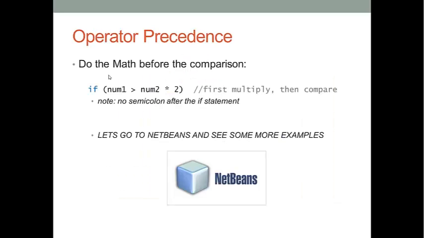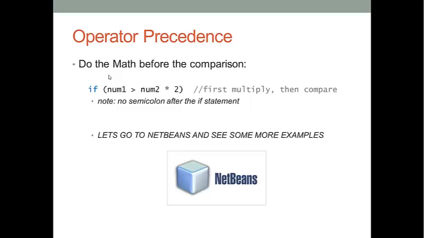The last part of this initial discussion is operator precedence. I want to make sure you understand that you need to do the math before the comparison because that's what the computer is going to do, parentheses or no parentheses. In this example, it says if num1 greater than num2 times 2. You might think that it's going to compare num1 to num2 first, but that's not the way it works. It would first multiply num2 times 2 and then compare to see if that value, that resulting value, is less than num1. Also note, no semicolon after the if statement, just a reminder.